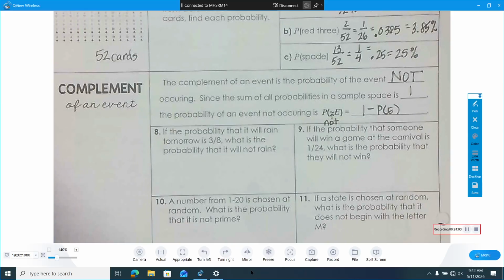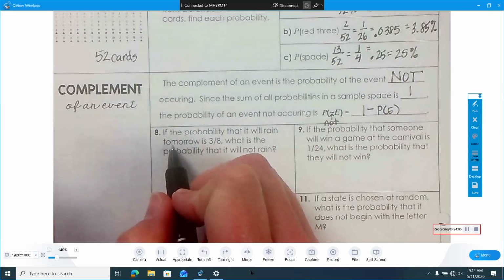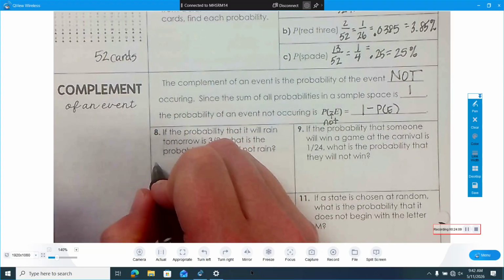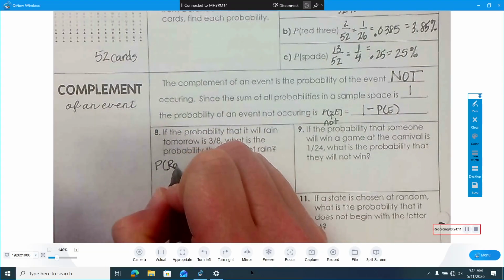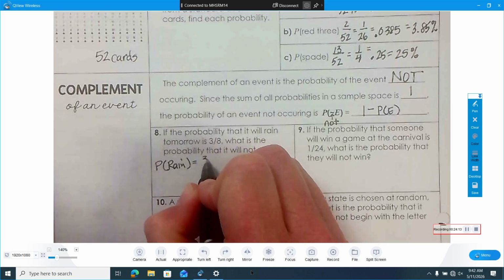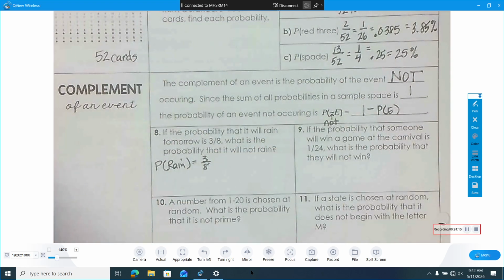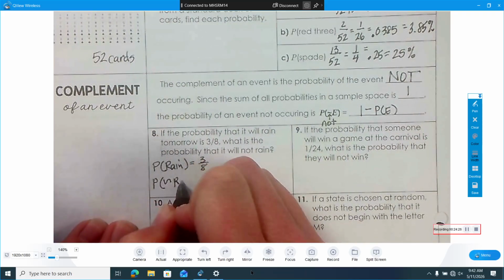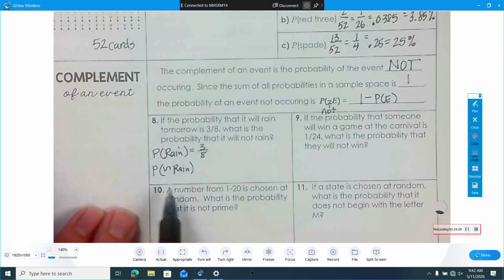If the probability that it will rain tomorrow is 3 out of 8, so the probability that it will rain is 3 out of 8. That's what they're telling us. The probability that it'll rain is 3 out of 8 chances. What is the probability that it will not rain? And so there I'm using the little symbol.